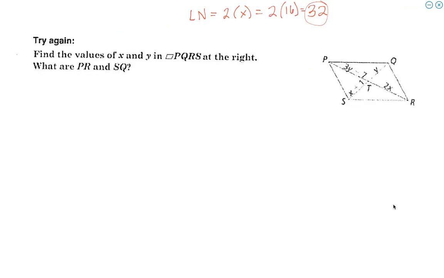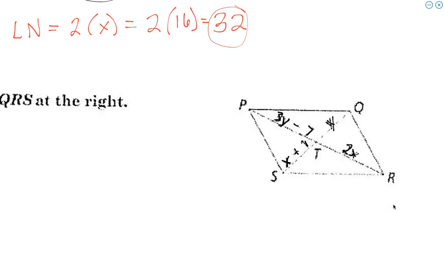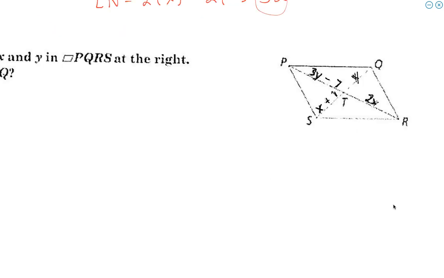I would definitely go ahead and pause it here, see if you can try this one on your own. Make sure you guys can see this. This is 2x. That's y. This is going to be x plus 1, 3y minus 7. So go ahead and pause it and see if you can get the right answer.